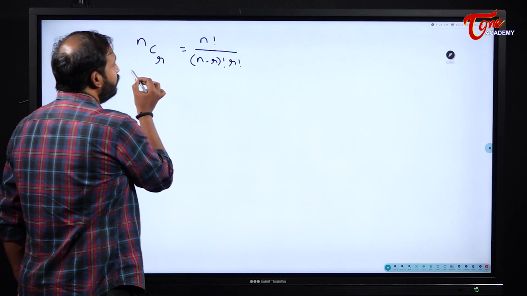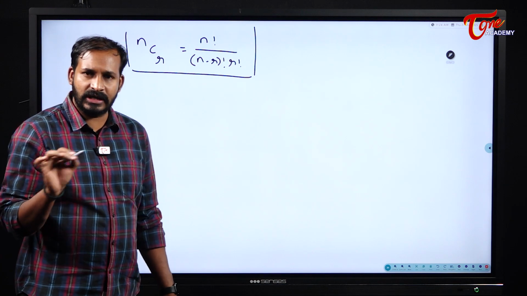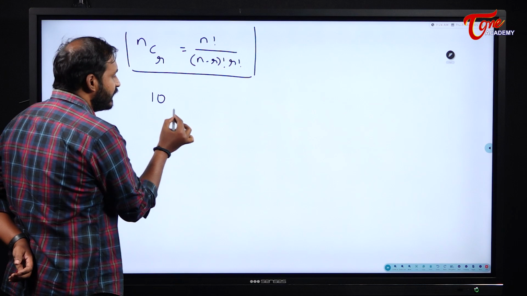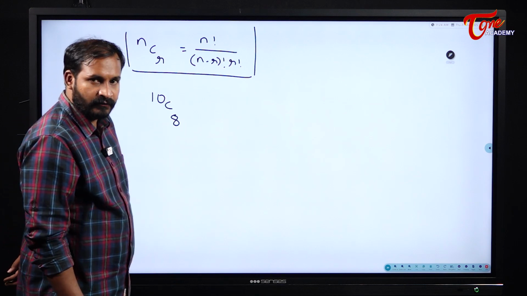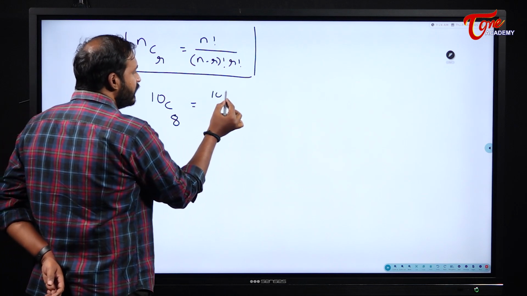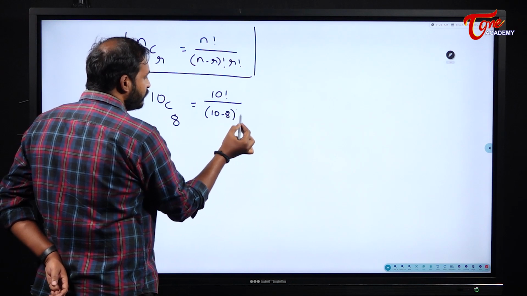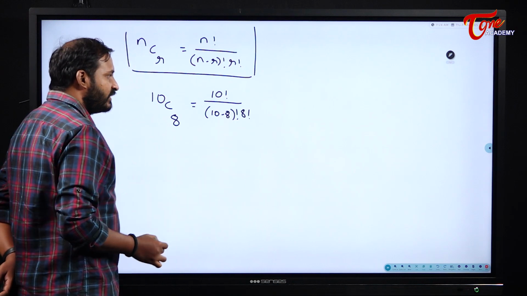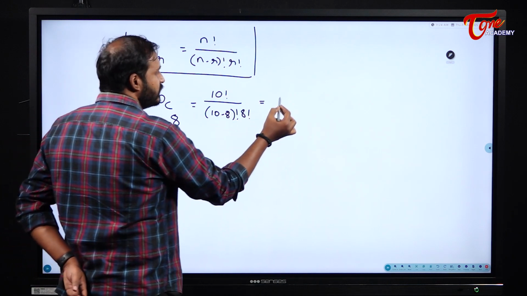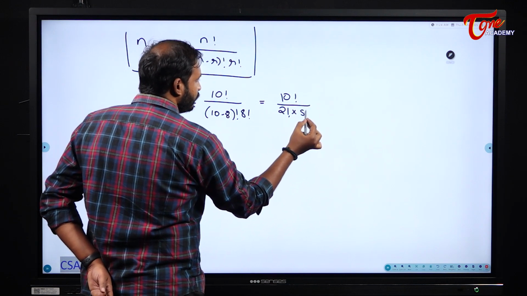Before going to solve the questions from this formula, we need some shortcut methods to get the answers. For example, if you want to find 10C8 and we go with the formula, please observe here: 10 factorial by (10 minus 8) factorial into 8 factorial. So now this becomes 10 factorial by 2 factorial into 8 factorial.